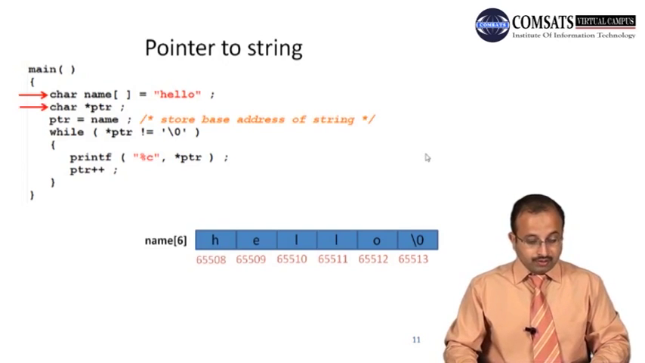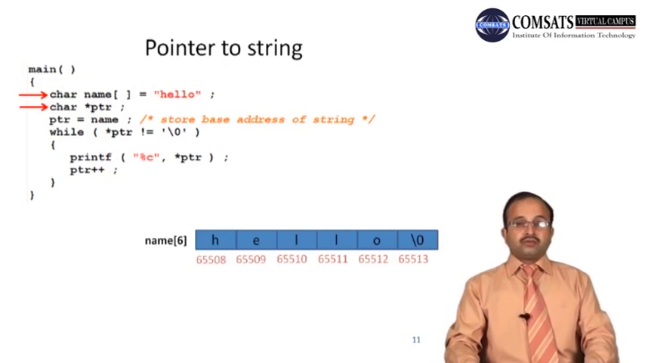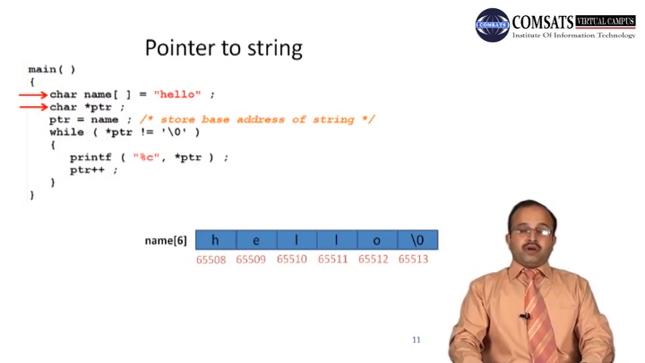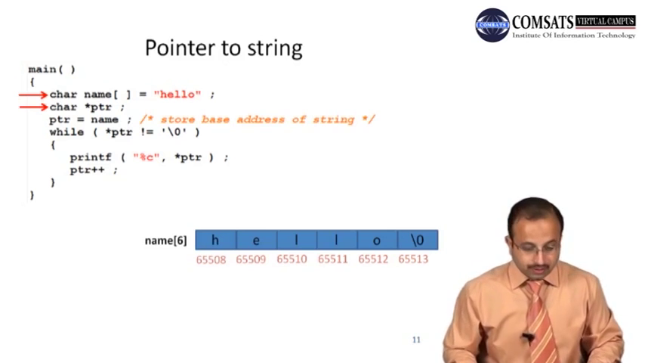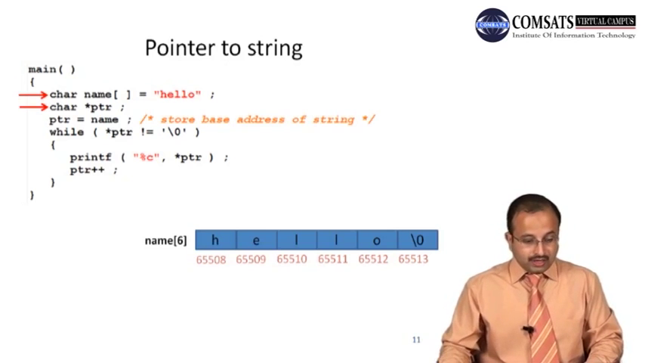Then we are going to declare a character pointer. So a character pointer is a pointer that points to a memory location where you can store characters only. An integer pointer is a pointer that points to a memory location where you can store integer constants. Then we are initializing this character pointer with name. So name is basically the same as if you write &name[0], that is the base address. So this name is actually 65508 and you are assigning this address to the pointer PTR.